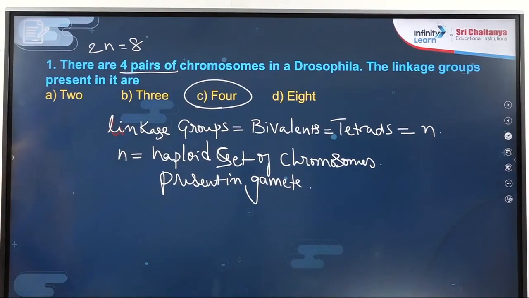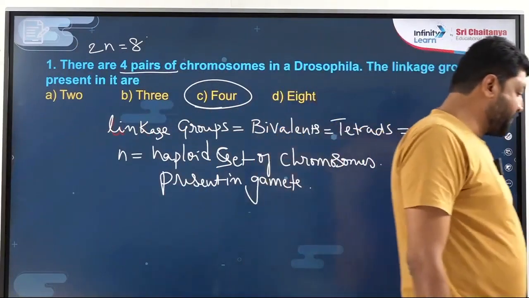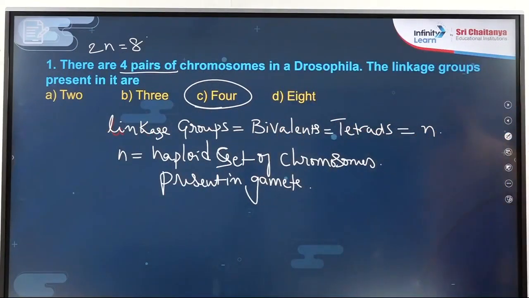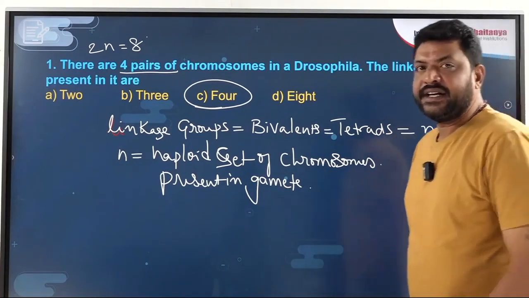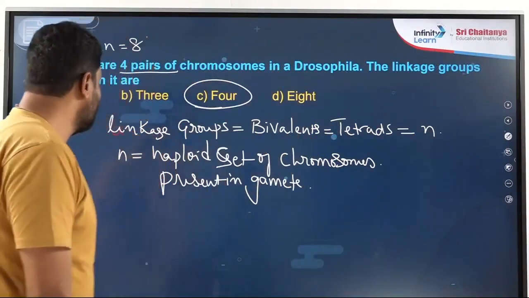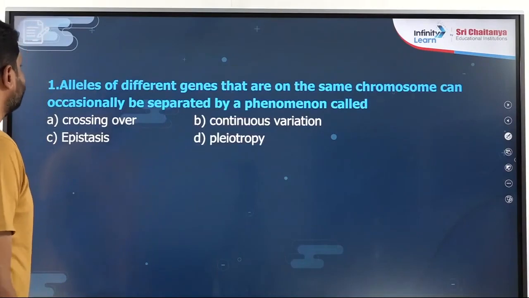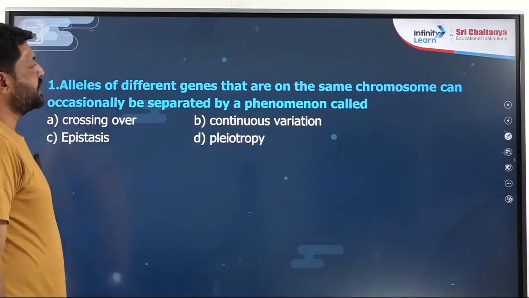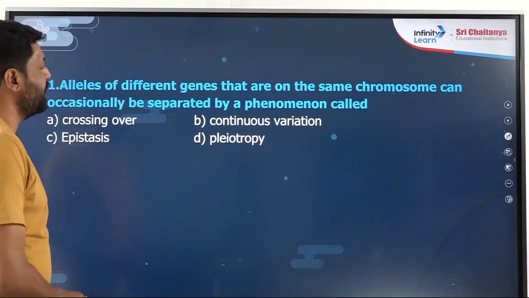In the same Drosophila question, you can extend it: the number of linkage groups is 4, the number of zygotene bivalents is 4, the number of pachytene tetrads is 4, and the haploid number of chromosomes is also 4. That is equal to n. Clear?